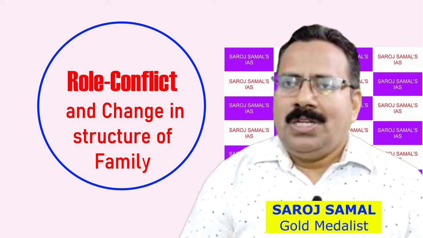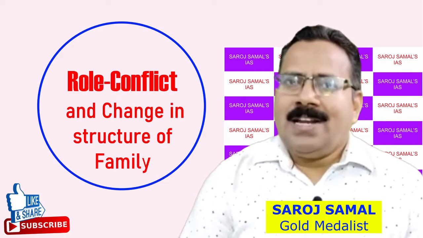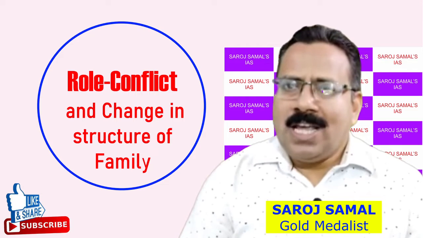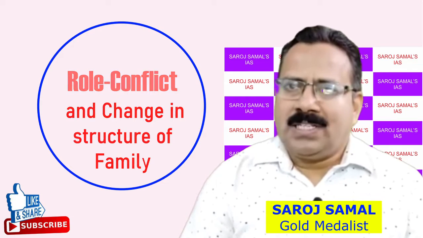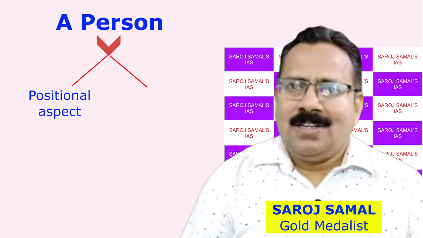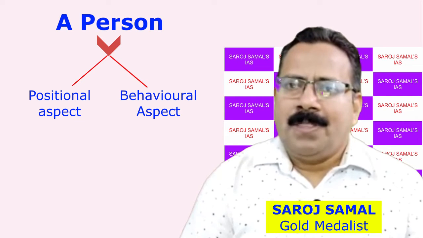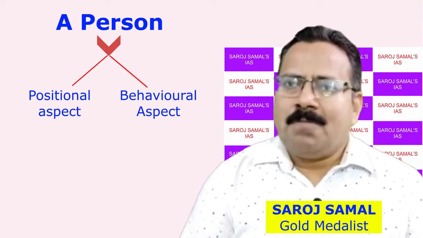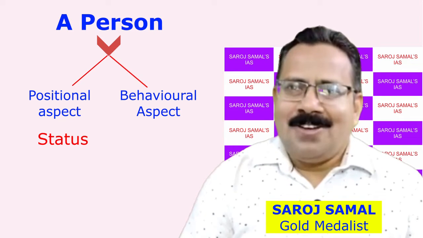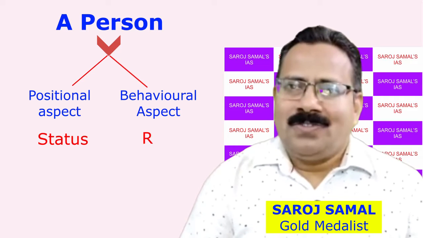So, before teaching you the topic in detail, first of all, I would like to tell you the fact that a person in a society has two aspects. First is the positional aspect of the person. Second is the behavioral aspect of the person. The positional aspect of the person is called status and the behavioral aspect of the person is called role.